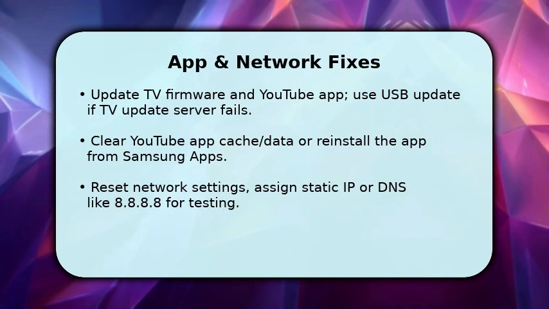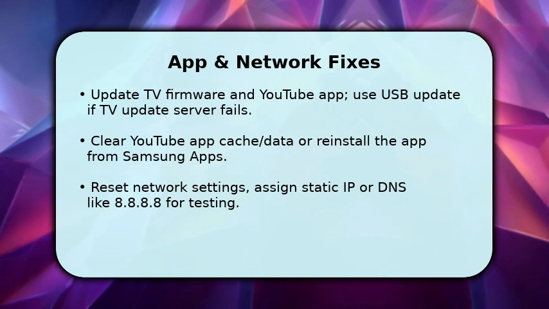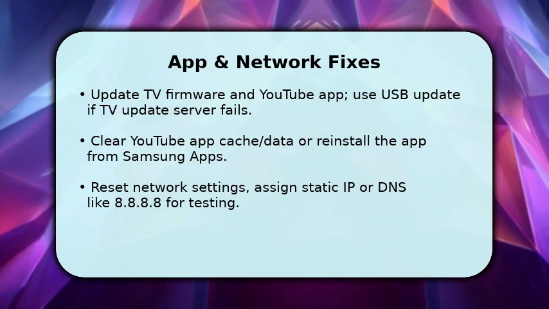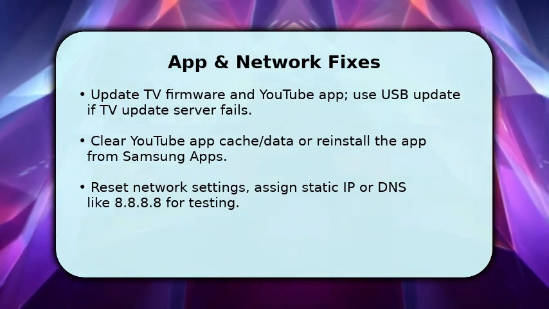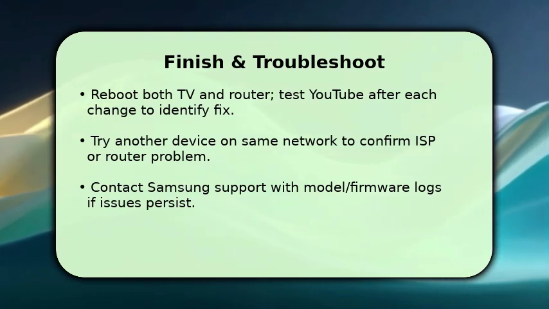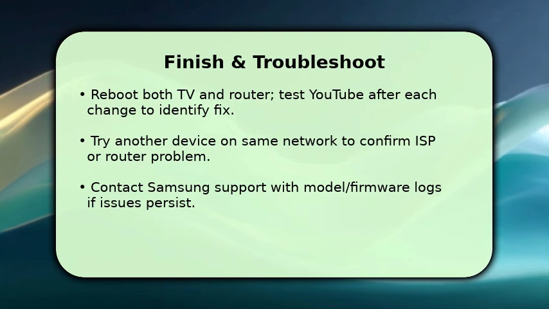For persistent connectivity issues, reset network settings and try a static IP or set DNS to 8.8.8.8. These steps isolate whether the problem is app, TV software, or network. To finish, reboot the router and the TV again and then open YouTube to test. Doing one change at a time helps identify the solution.